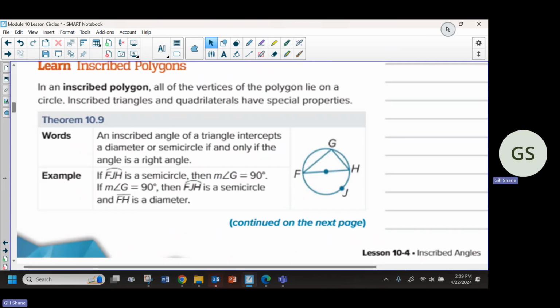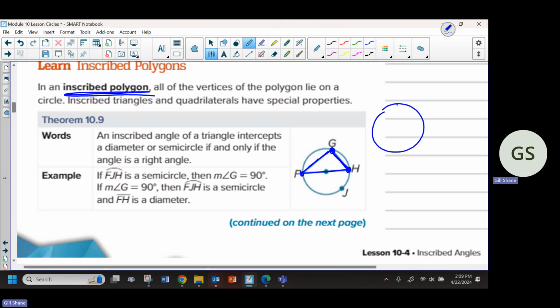All right, inscribed polygon. So that's this figure right here. If we have an inscribed polygon, that just means that the polygon, which is a shape that has straight sides, basically at least 3 sides, is inside the circle. That's what inscribed means. It is inside the circle, and all of the vertices are on the circle. We just did that a second ago with angles. Inscribed angle means the vertex is on the circle. So that is an inscribed angle.